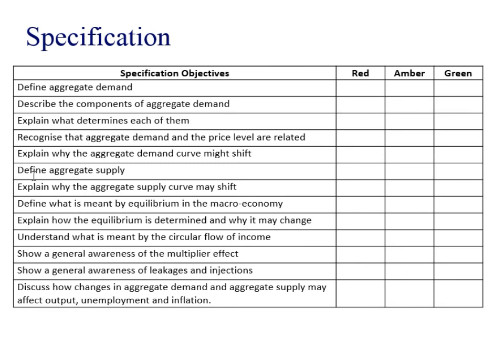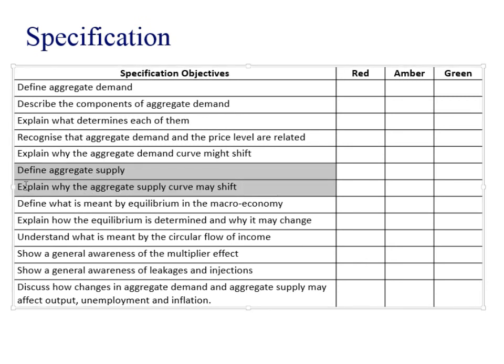Okay, so what we've covered, we've defined the aggregate supply, we've looked at why it might shift, so it's land, labour, capital and enterprise, changes in the quality and the quantity. We've looked at what a macroeconomic equilibrium is and why it might change. It's just caused by any changes in AD or AS. And so we've covered all of the specification objectives except for this one, which is covered in the next presentation.